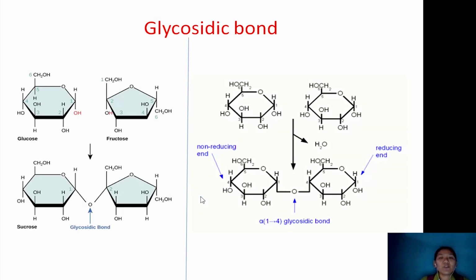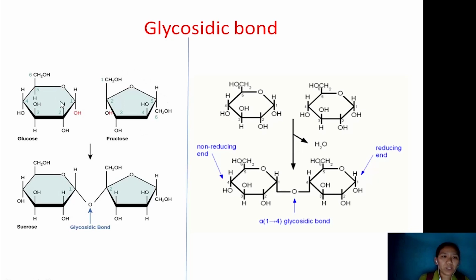Now next is the glycosidic bond. This glycosidic bond is found in polysaccharides, and we know that polysaccharides are polymers of sugar monomers, that is, monosaccharides. Let us look at the symbol, actually. Sugar, that is a disaccharide here, sucrose. Sucrose is formed by glucose and fructose.